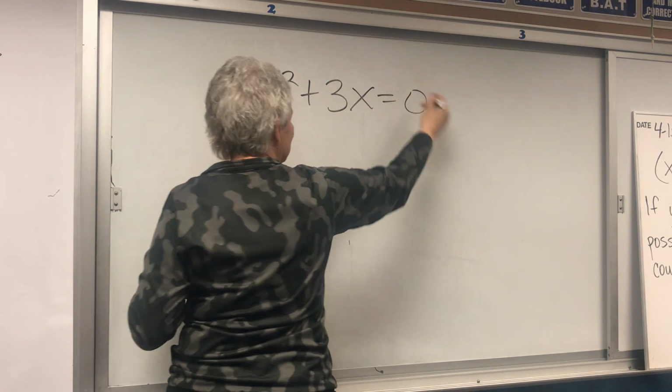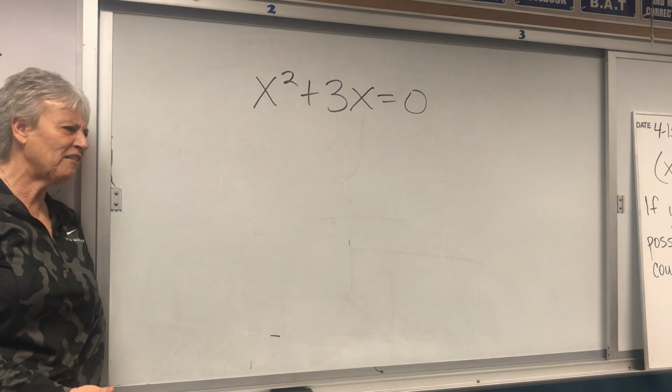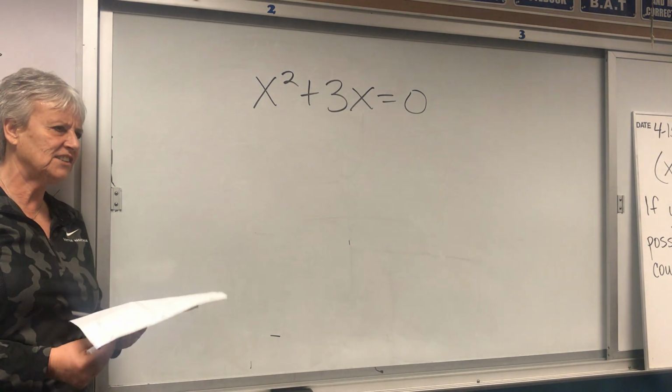This one's a little different. What should I do? Come on, you guys know how to factor. Would you do b over 2a? That's only going to give you the axis of symmetry to graph it. Well, I don't even want you to graph it. I want to know where does it cross the x-axis.